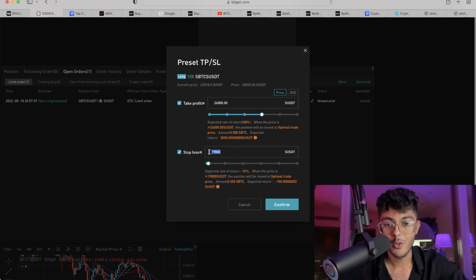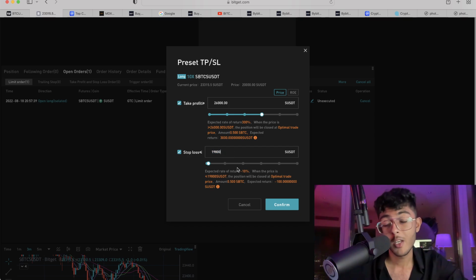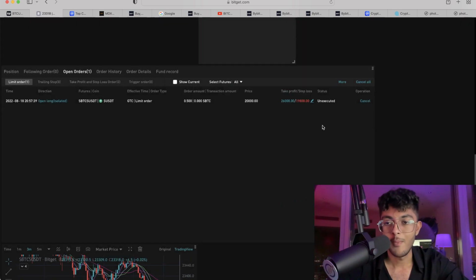Again, bear in mind that's only a 1% loss. From 20k down to 19.8 is a 1% drawdown, but I'm multiplying my loss by 10 times because I'm applying 10 times leverage. So because I think the market perhaps is looking a little bit weaker, because I've done an extra bit of analysis, I'm going to change that, hit confirm, and done.